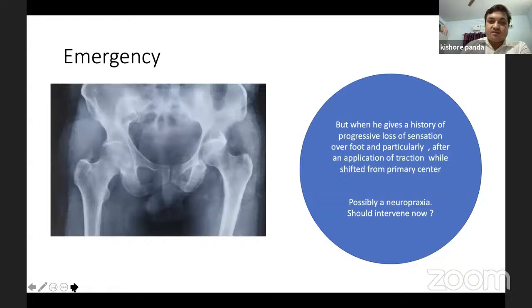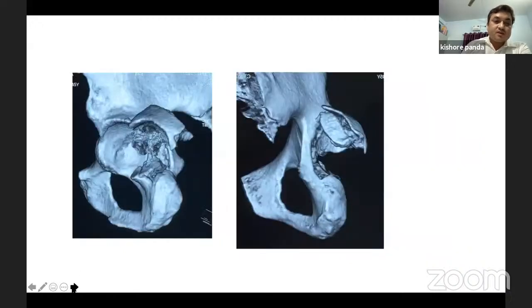Everyone can notice that the posterior fracture is there, but when the patient gives a complaint or history of progressive loss of sensation over the foot, particularly after application of traction while he was shifted from a primary center, we expect that neuropraxia is developing. So emergently we did a CT and we got the usual section. This is the classical posterior fracture.